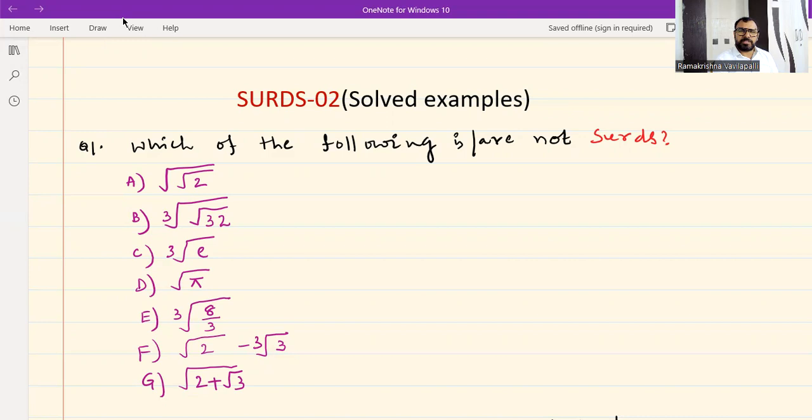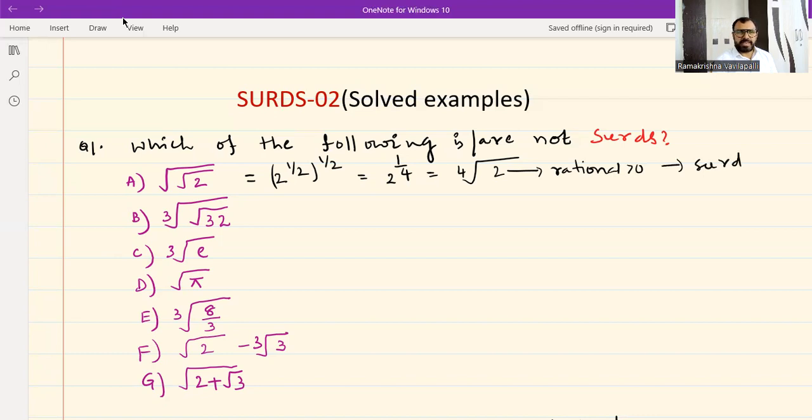So here you see, which of the following is or are not SURDs. The first one, we can write this as 2 to the power of 1 by 2, whole to the power of 1 by 2. We can write this as a power m whole power n. So 2 to the power of 1 by 4, right? This is nothing but the 4th root of 2. Here this 2 is a positive rational number. So therefore it is a SURD.